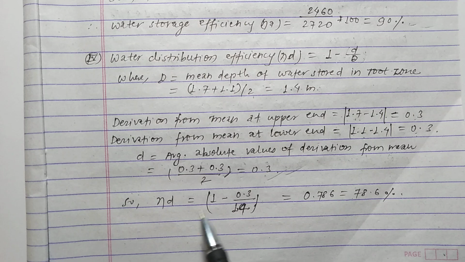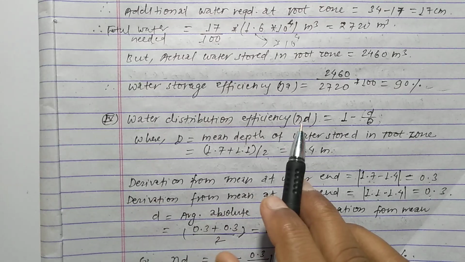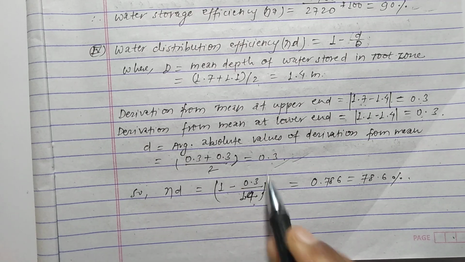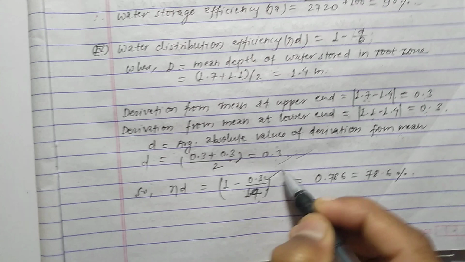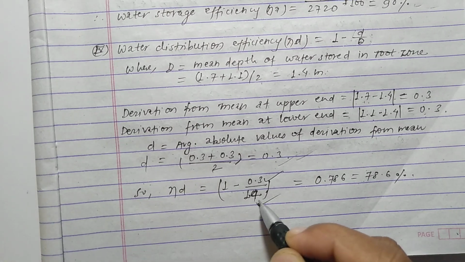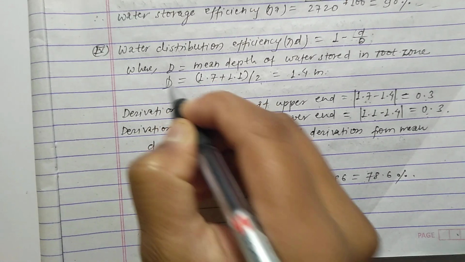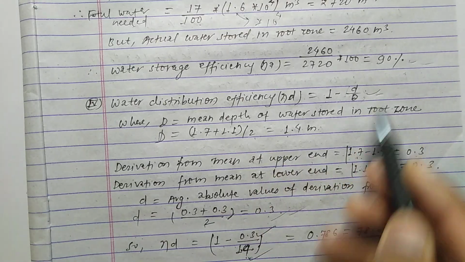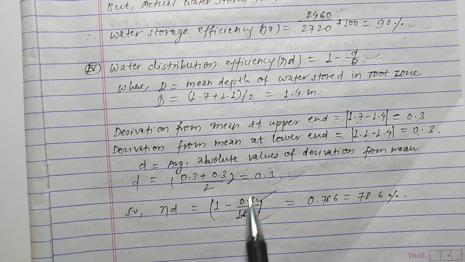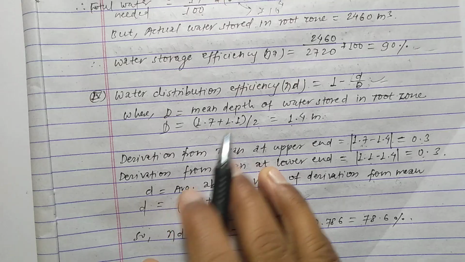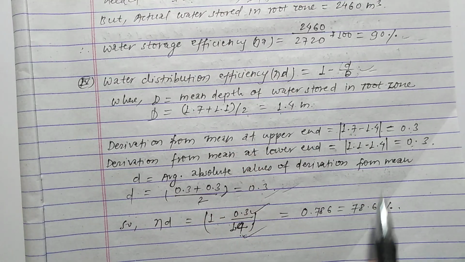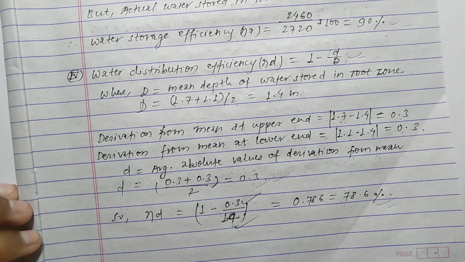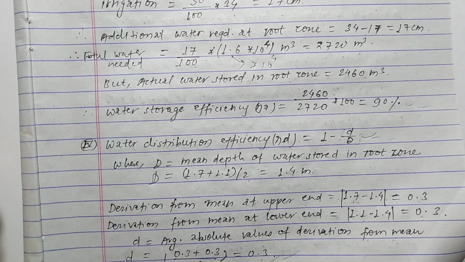Now we have to calculate the water distribution efficiency, that is eta D. So eta D equals 1 minus small d by capital D. The value of small d we have already calculated, that is 0.3, and capital D we have also calculated, capital D equals 1.4. So we just put these values in this formula. After calculating, we get the water distribution efficiency, the value of eta D, equal to 78.6%. In this way we can solve this numerical 2. Now let's see the next numerical.